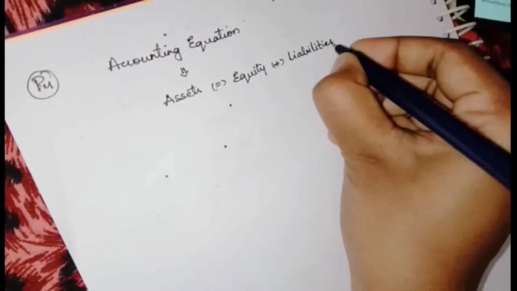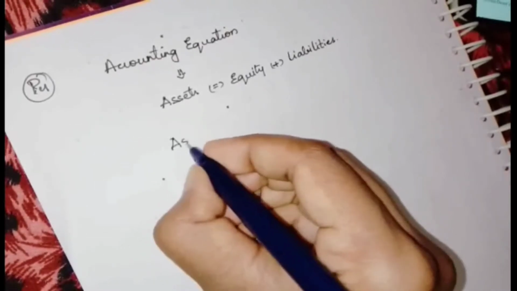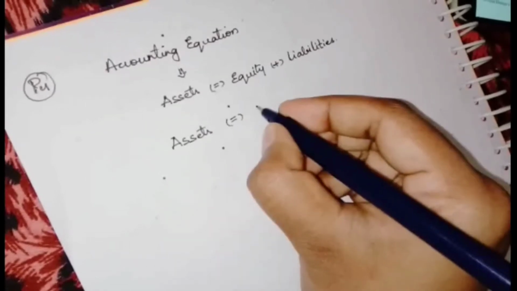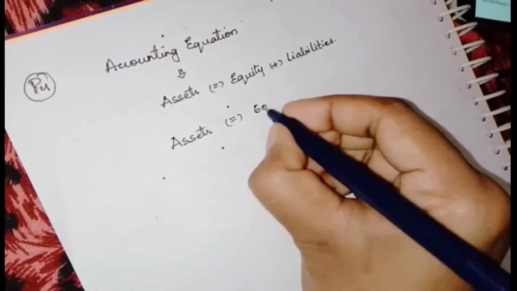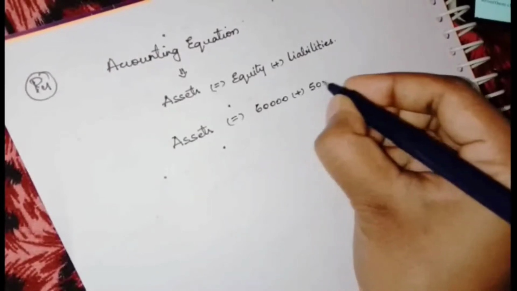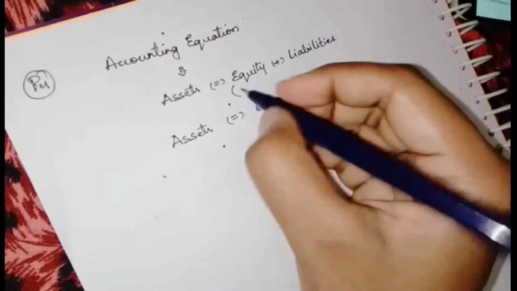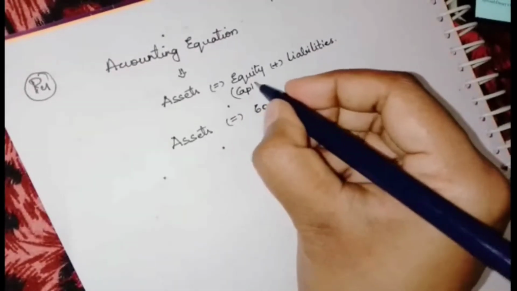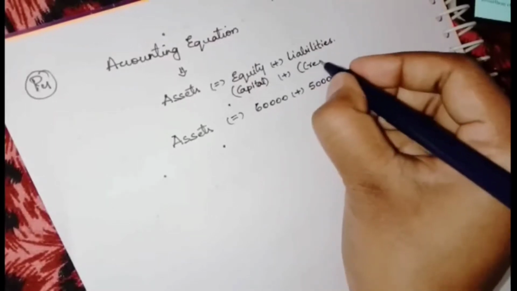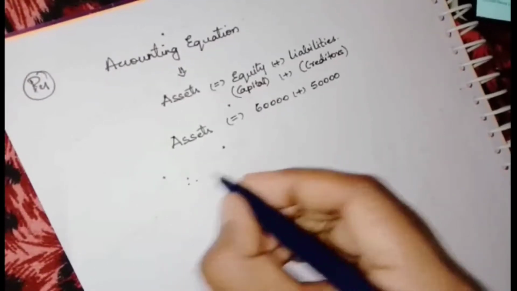The accounting equation is, as we know, that total assets is equal to equity plus liabilities. So we can equate assets to equity plus liabilities. Assets value is equal to equity 60,000, which is given in the question, and liabilities, that is 50,000, which is given in the question. Equity is nothing but capital, as I said earlier, and liabilities is nothing but all the credit balances.